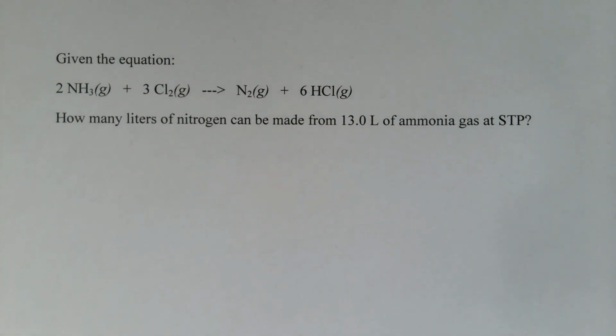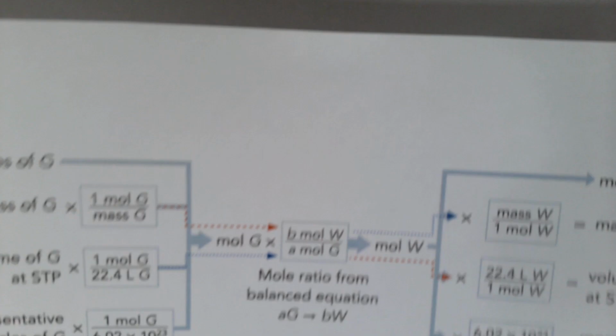Given the equation, ammonia plus chlorine gas yields nitrogen plus hydrogen chloride. The balanced reaction is there for you. And this time we're dealing with gases. So, let's look at this flow chart.